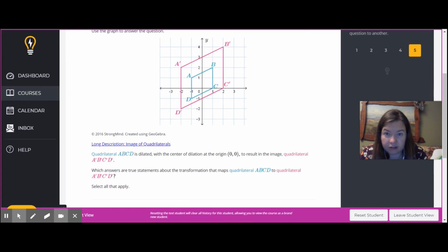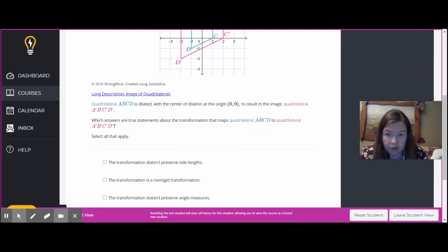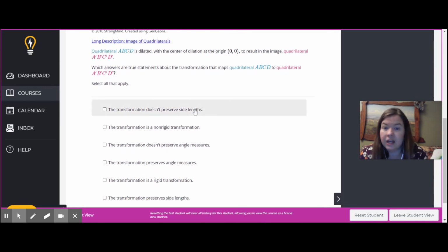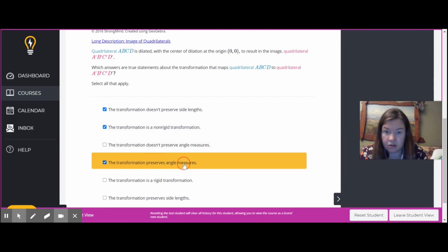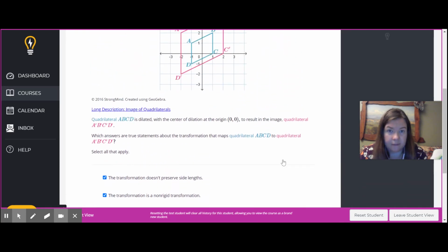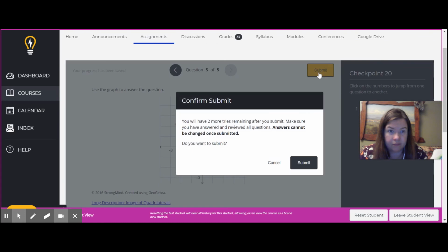Then quadrilateral ABCD is dilated with the center of dilation at the origin to make the blue one. Which statements are true? So this is basically asking what happens with the dilation. It does not preserve side lengths. It is not rigid. It does preserve angles. Okay, there we go.